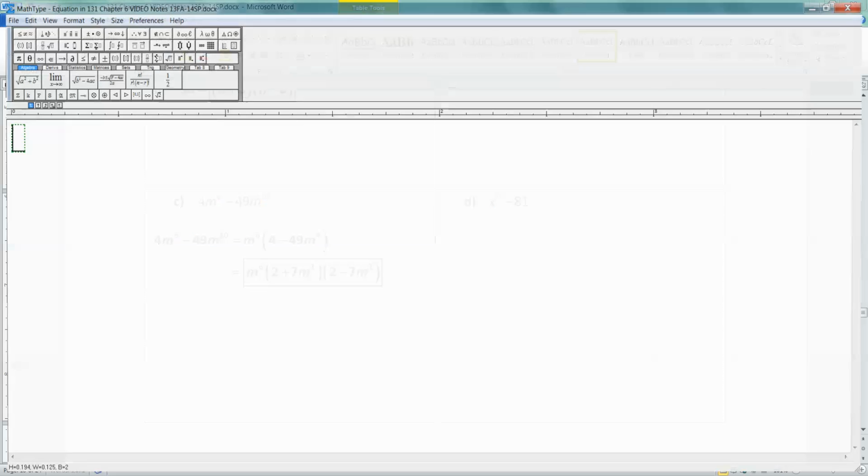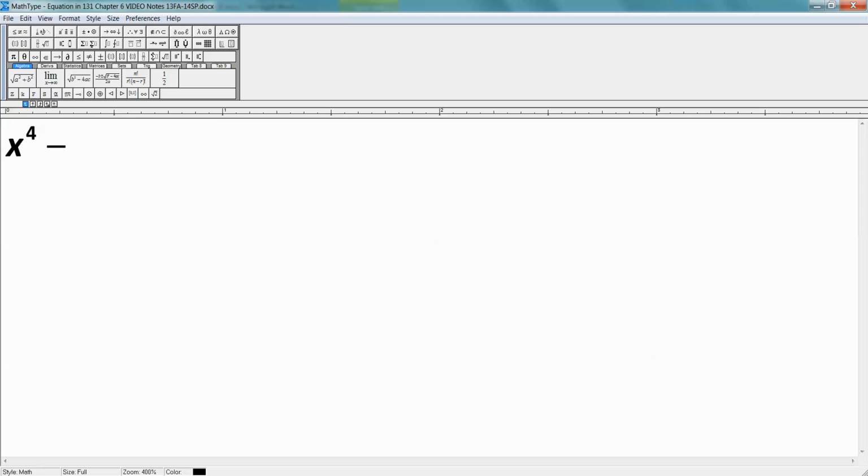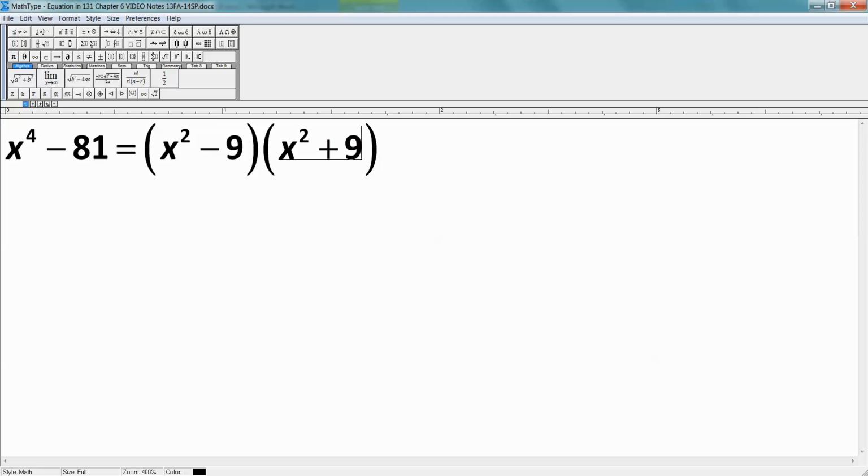All right, last one. X to the 4th, take away 81. All right, so this is a difference of two terms, and it's a binomial again, so that's going to be a plus and a minus sign. So it's going to be x squared minus 9 and x squared plus 9. Now you think you'd be done, right? You said, okay, look, x squared times x squared makes x to the 4th. 9 times 9 makes 81, right? One's a minus, one's a plus. That's how outers and inners all disappear.